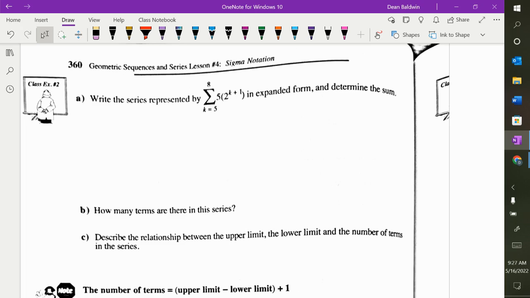Write the series in expanded form and determine the sum. All right. So now they're using K, and they're not starting at 1, they're starting at 5.